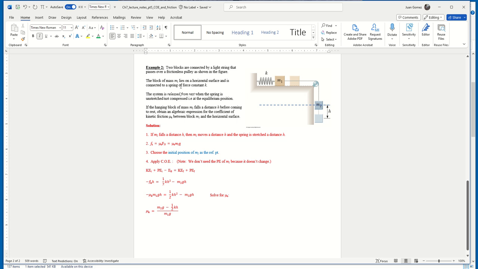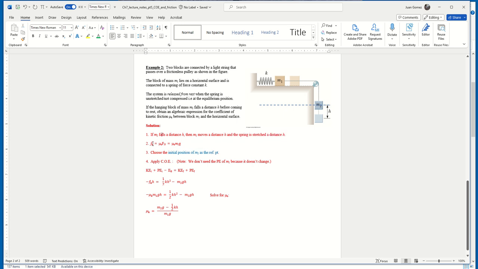The system is released from rest, and then when M2 has fallen a distance of h, and M1 has stretched the spring a distance of h, they're both at rest again. So KE initial and KE final are both 0. Now let me choose the initial position of M2 as the reference point, meaning that's where the gravitational potential energy is 0.